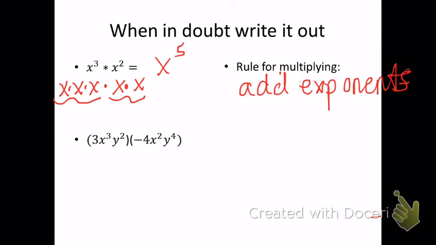Alright, let's look at the next one. If we're going to multiply these together, 3 times negative 4 is negative 12. X cubed times x squared is, we just did it up there, x to the 5th. And now if we look at the y's, y squared times y to the 4th would be y to the 6th. So we multiplied a monomial by a monomial.